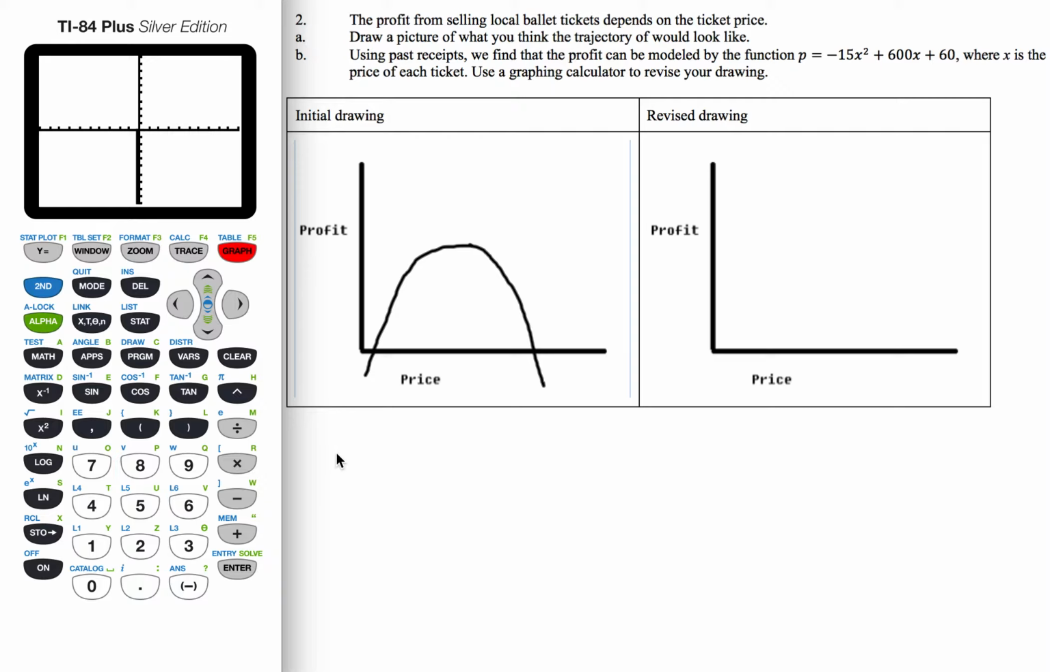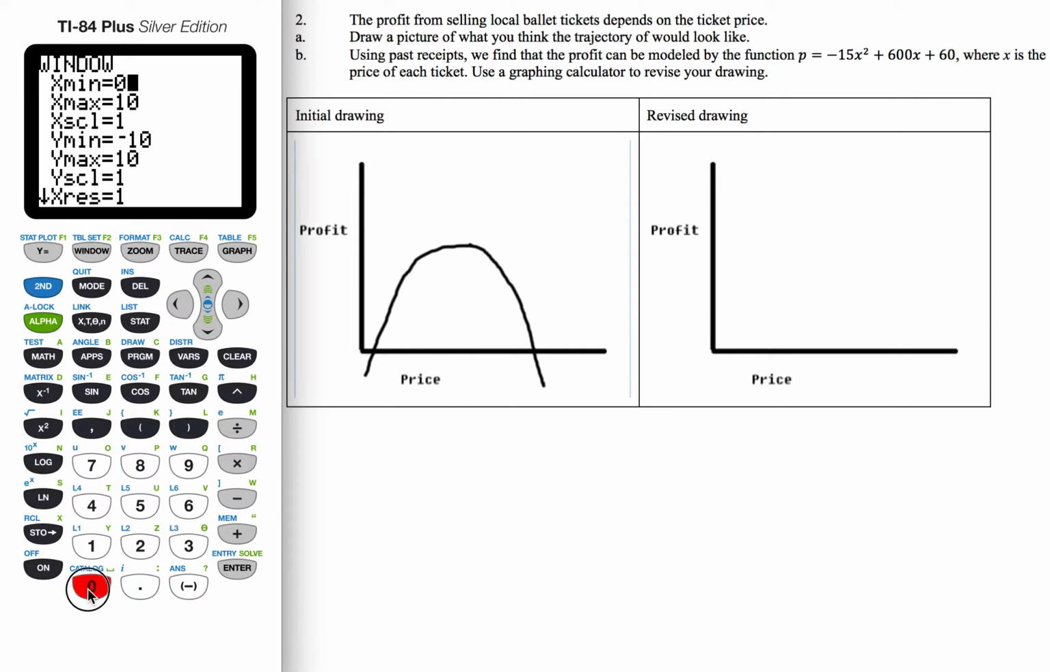So let's adjust our window here. This is going to be the hardest part of these problems, trying to figure out a window that works. Well, we're not going to talk about a negative price because I'm probably not going to pay people to come. So let's just go to 0. A ballet ticket, I don't know. Let's try $250 and then minimum money. I guess I could lose money, so maybe we could start at negative 50 and then how much money I make, I don't know. Let's try 500 and just take a look at what we're at now.